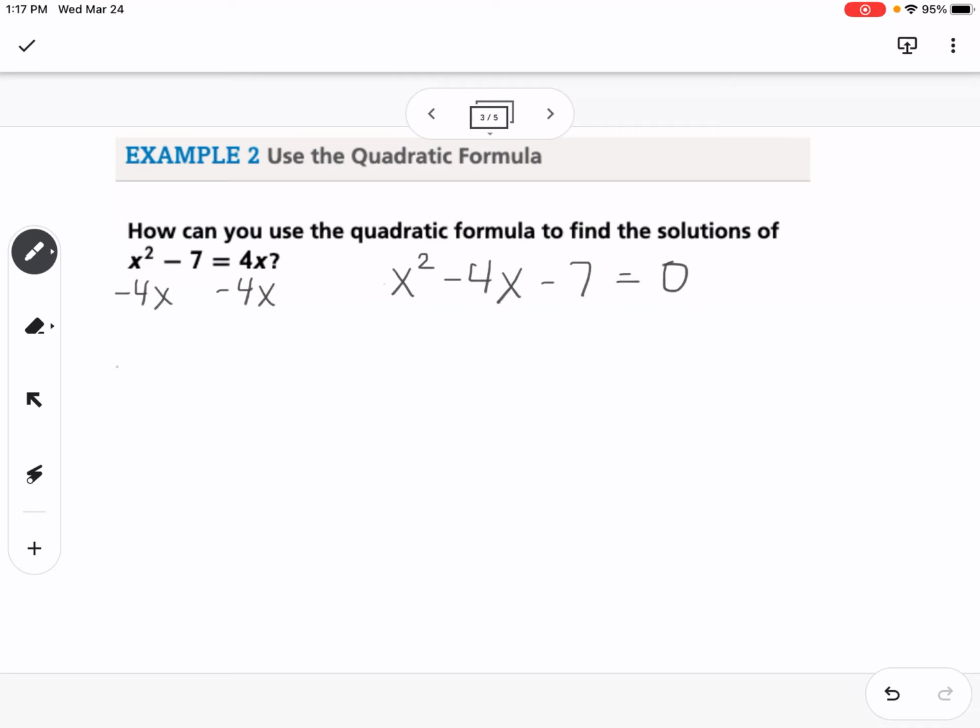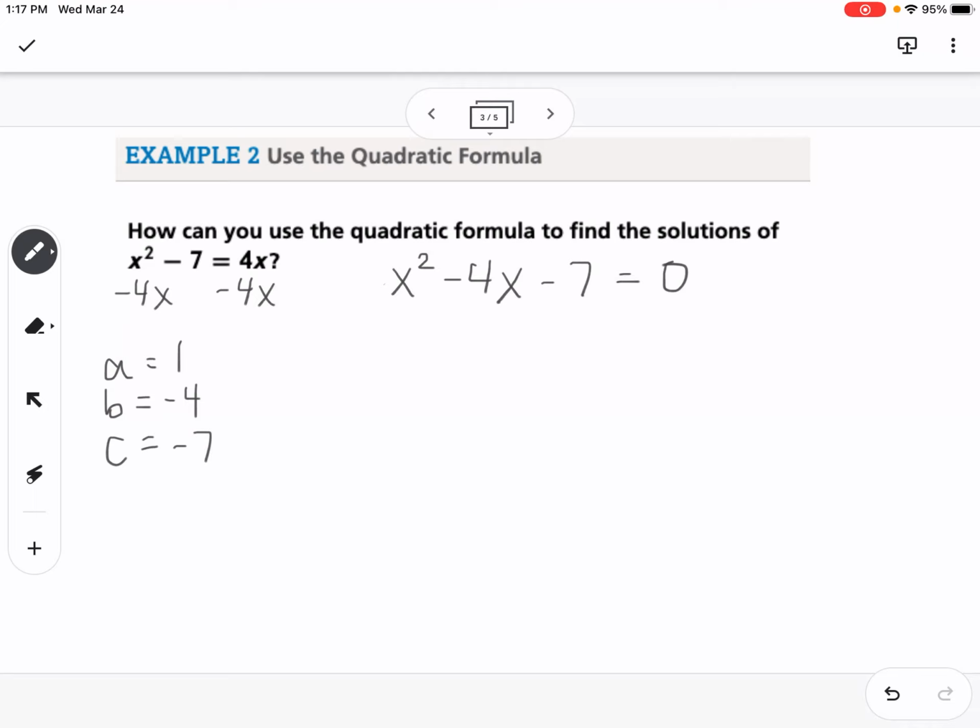Then the next thing I like to do is make a list of what my a, b, c values are. So I have no number with x squared, which means a is 1. My b value is negative 4, and my c value is negative 7.